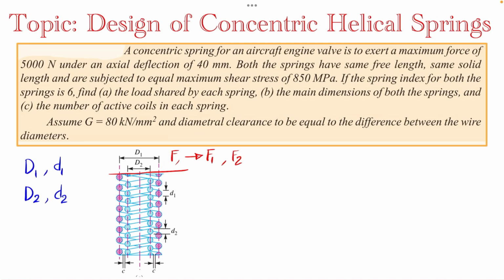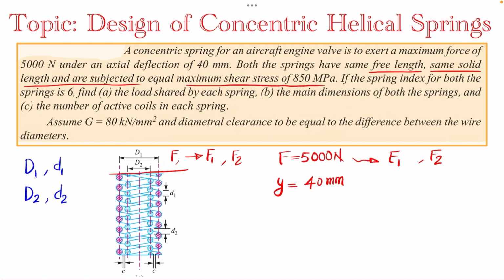So here we can get into this problem. A concentric spring of an aircraft engine valve is to exert a maximum force of 5000 Newton, which means the value of F is equal to 5000 Newton, and this will be split and taken by the individual outer and inner coils. Those individual values, F1 and F2, we have to find. The axial deflection is 40 mm, that means the deflection Y, which is common for both springs, is 40 mm, and both the springs have the same free length and same solid length. These statements are important.